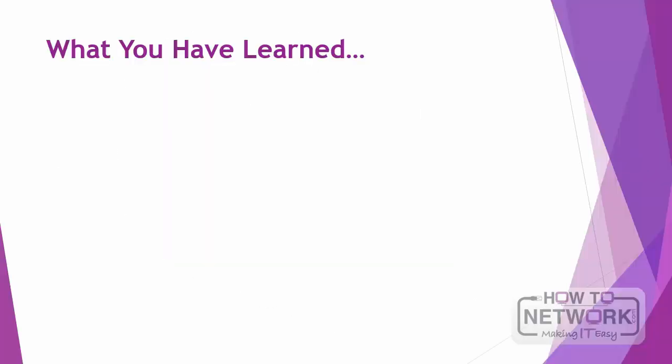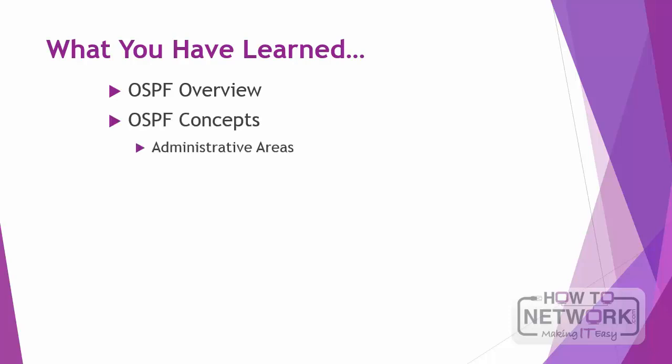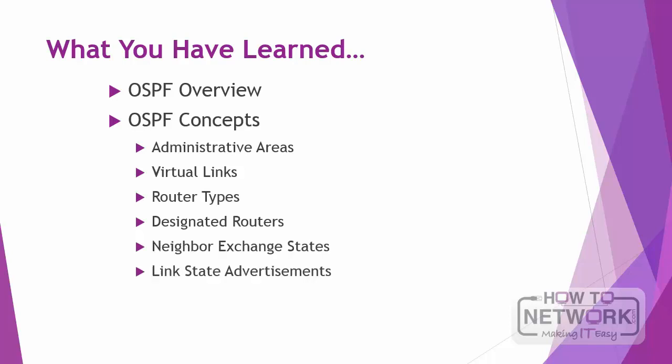So here's what you've learned. You've received an overview of OSPF, and then we got a bit more granular to the level you'll need to know for the CCDA exam, including administrative areas, virtual links, router types, designated routers, neighbor exchange states, link state advertisements, and best path selection. I'm confident after watching this video, if you know this information well, you're going to do excellent on the OSPF portion of your CCDA exam.